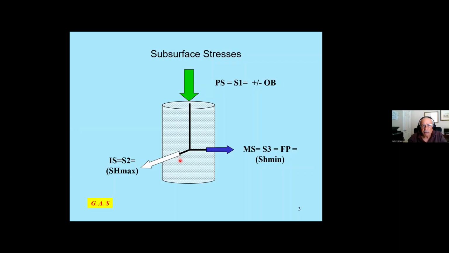I went through that in the first presentation. In the subsurface, in the earth, there are 3 stresses: the principal, or the main one, the intermediate, and the minimum one. Those 2 guys, the principal and the minimum, control most of the drilling operation. The intermediate is okay, but it has another function, and is minimal.